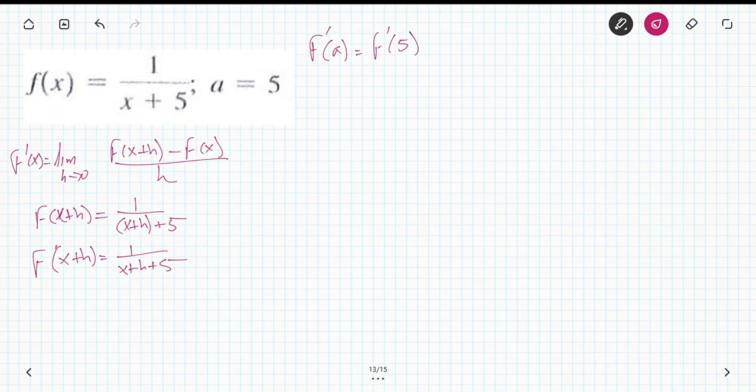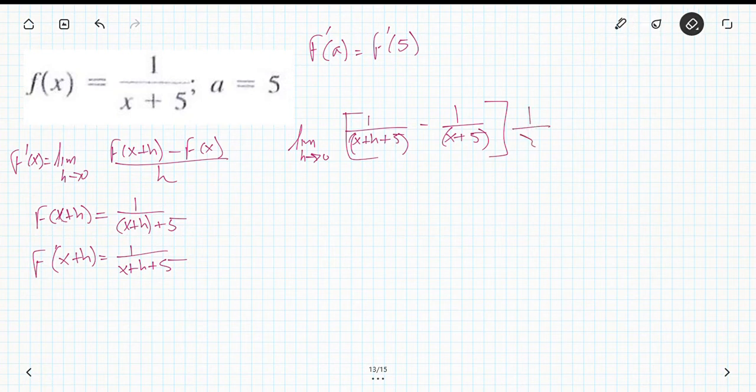So we say, okay, the limit as h approaches 0 of 1 over x plus h plus 5, minus the original, which is 1 over x plus 5, and instead of dividing by h, we're going to be multiplying by 1 over h, which is exactly the same thing, so 1 over h.